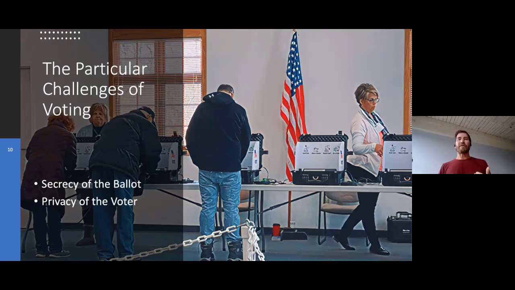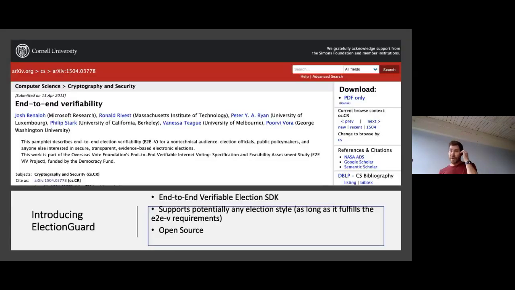And then also privacy of the voter. Just as we can't see what the contents of the ballot is, we can't know who submitted that ballot. So very important issues. The way we solve it, or we're hoping to help solve it with Microsoft and ElectionGuard, is this notion of end-to-end verifiability. So I'm showing a paper here from 2015 just to show the folks that are working on this problem.